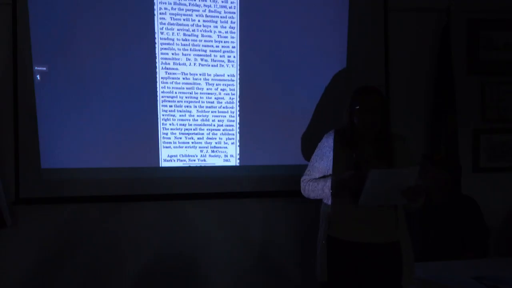I'm going to read this to you because it gives more information on how children were claimed, I guess you could say. It says, a company of boys from Children's Aid Society of New York City will arrive in Holton Friday, September 17, 1886, at 2 p.m. for the purpose of finding homes and employment with farmers and others. There will be a meeting held for the distribution of the boys on the day of their arrival at 3 o'clock p.m. at the WCTU reading room.